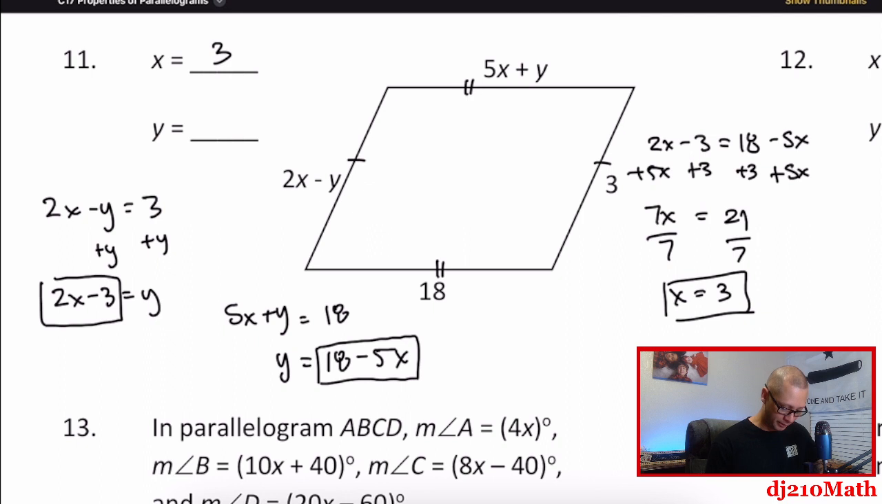Again, plugging 3 into one of these, I'm going to do the one with smaller numbers. 2 times 3 is 6. 6 minus 3 is 3. So y is 3 in this case.